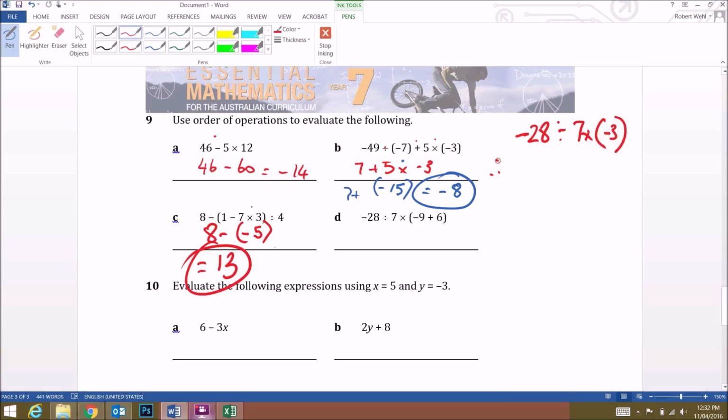Then I need to do the division next. 28 divided by 7 is 4. And there's 1 negative, 1 positive, so that means it's negative 4. And then negative 4 times negative 3. 4 3s are 12, and because they're both the same sign, it's a positive.